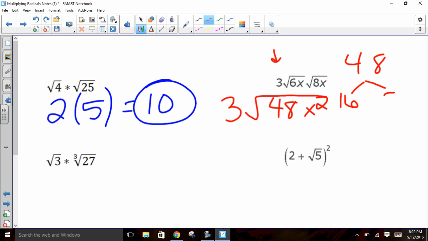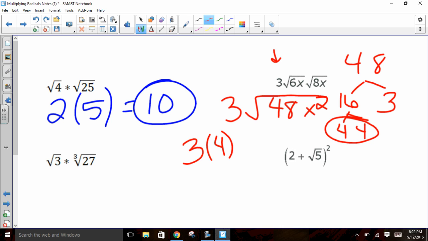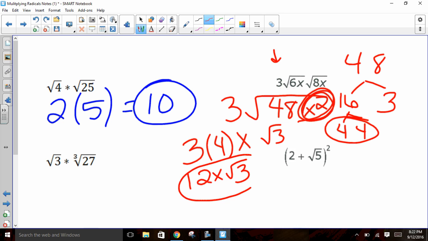16 and 3. We're kind of seeing a pattern. We've seen this number a couple times. There's my group of 4. So I have that 3 times that 4 that comes out. Square root of 3 hangs around inside. Take a look at my x squareds. Can divide out 2, so 1 comes out. So my answer here is 12x square root 3. So that one was a little bit more intensive.